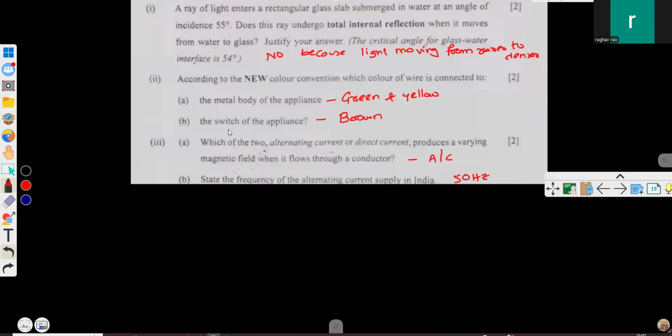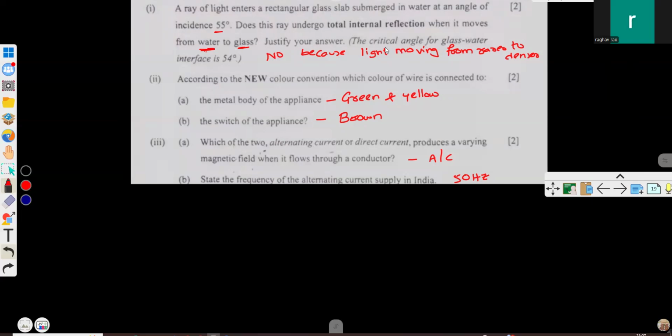Next. A light ray enters a rectangular glass slab submerged in water at an angle of incidence 55 degrees. Does this ray undergo total internal reflection when it moves from water to glass? Water is a rarer medium, glass is a denser medium. So whenever it moves from water to glass, no, it will not happen, because the light is moving from rarer to denser medium.